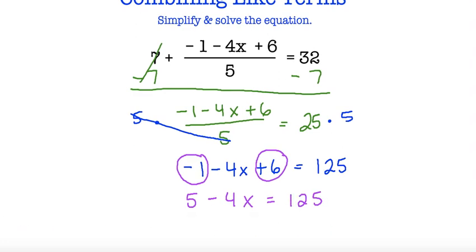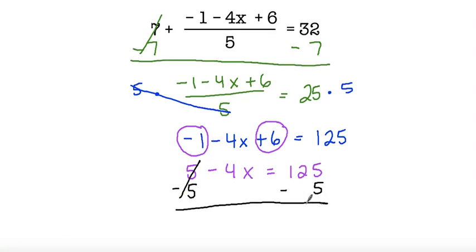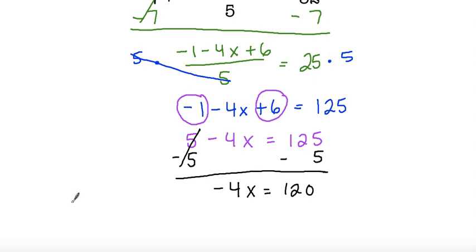And now I have 5 minus 4x is equal to 125, and I could start by subtracting by 5 on both sides. That cancels out. I'm left with negative 4x is equal to 120. And now all I have to do is divide both sides by negative 4 to get x by itself. So 120 divided by 4, and so x is equal to negative 30. And that's it.